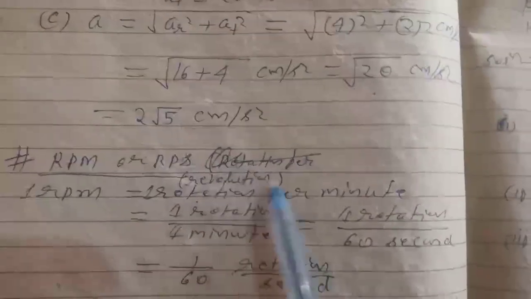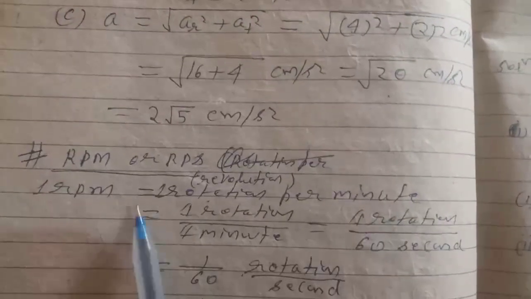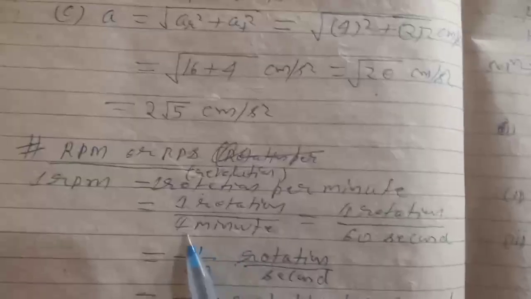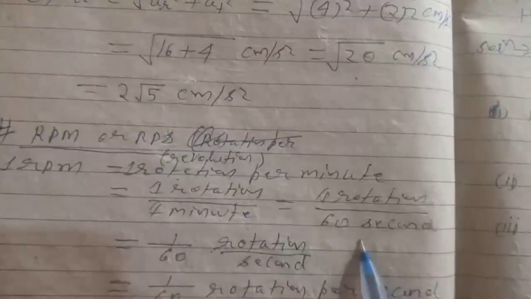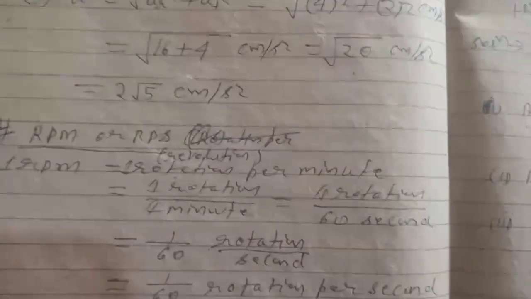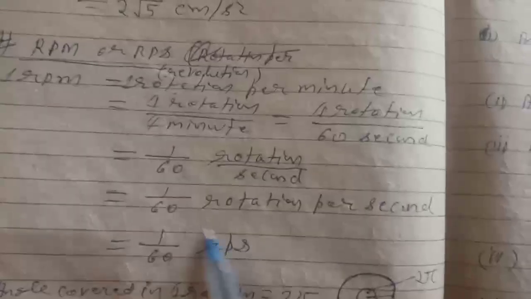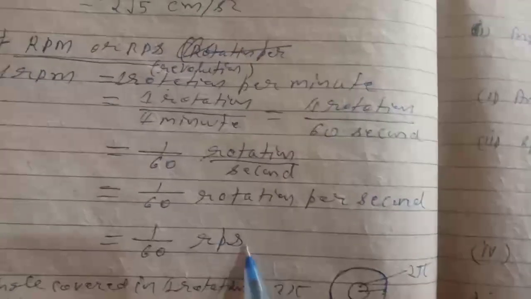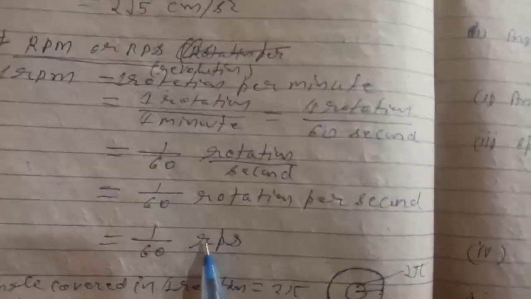RPM or RPS. We have 1 RPM equals 1 rotation or 1 revolution per minute, equals 1 rotation by 1 minute, equals 1 rotation by 60 seconds, because 1 minute equals 60 seconds, or equals 1 by 60 rotation per second, or equals 1 by 60 RPS. That is, 1 RPM is equal to 1 by 60 RPS, or 1 RPS equals 60 RPM.